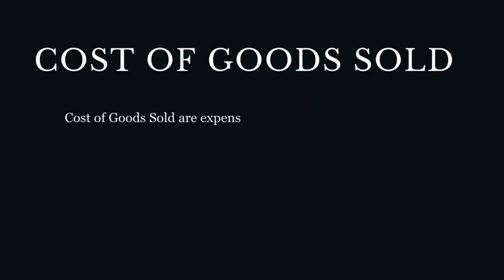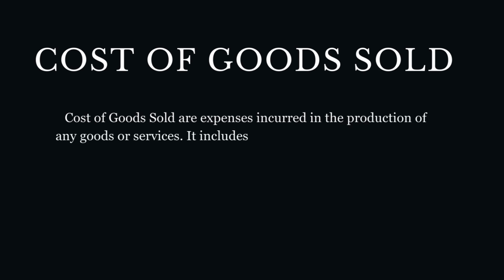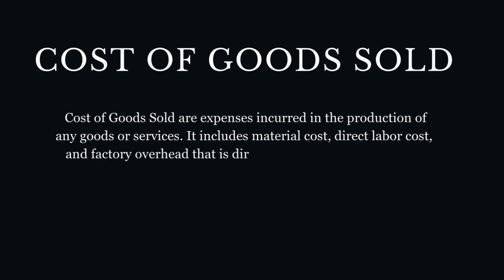Cost of goods sold. Cost of goods sold are expenses incurred in the production of any goods or services. It includes material cost, direct labor cost, and factory overhead that is directly proportional to revenue.